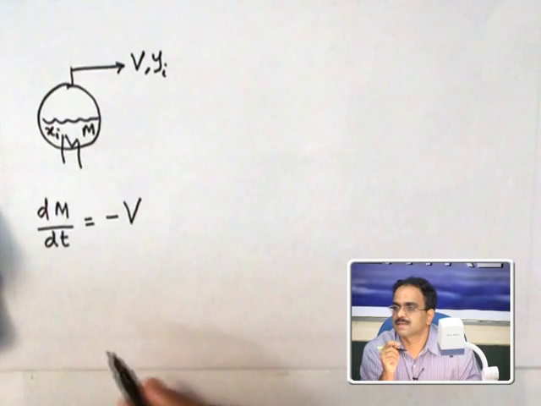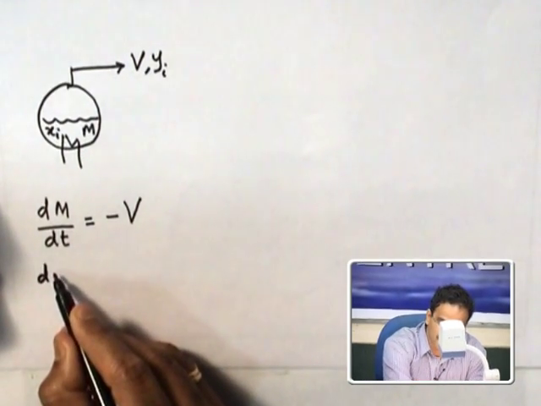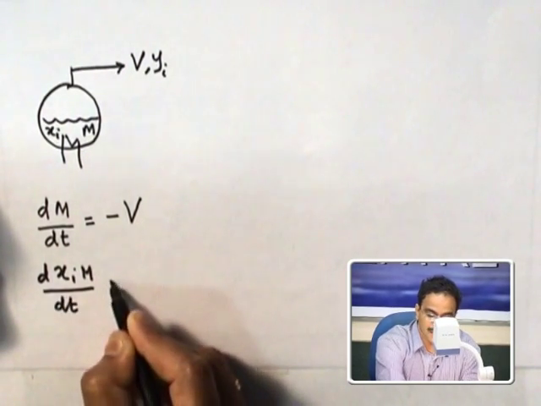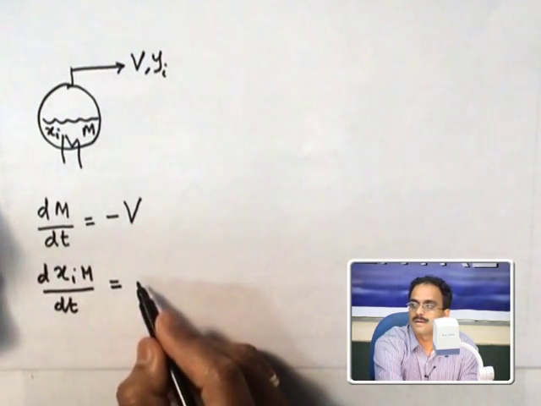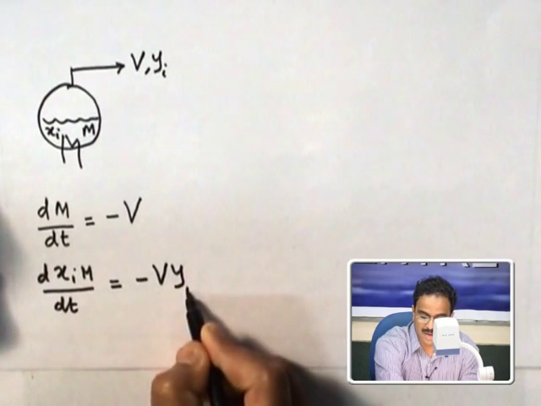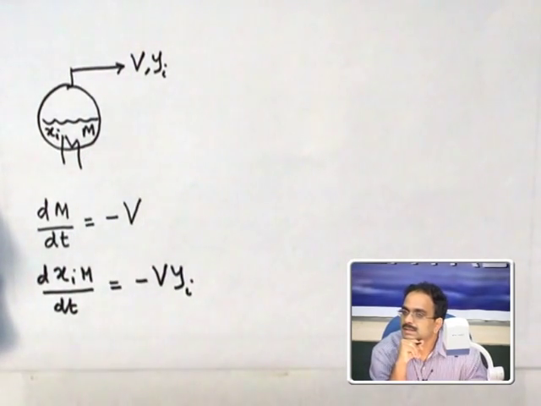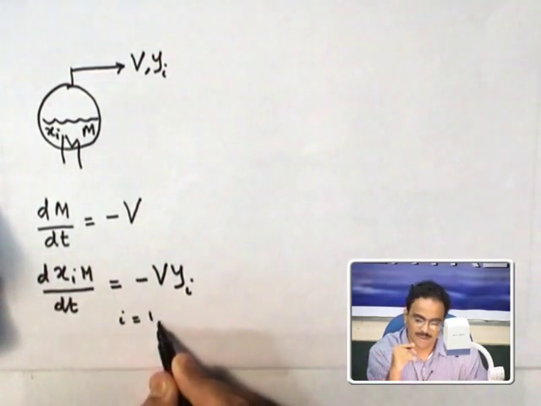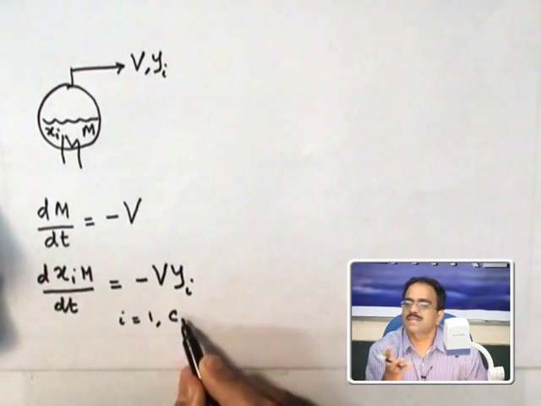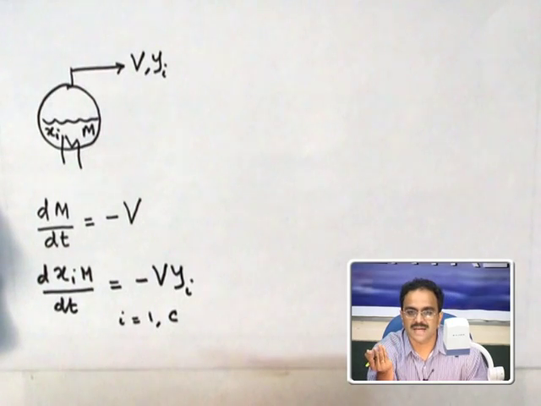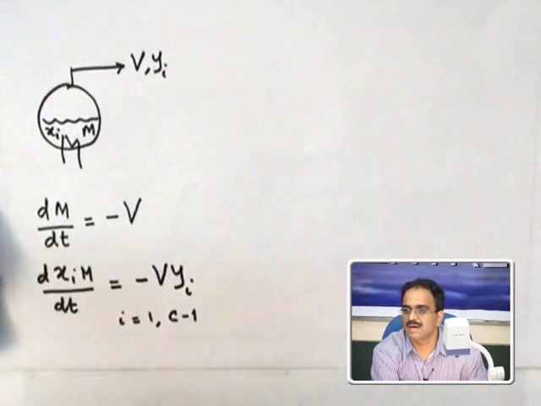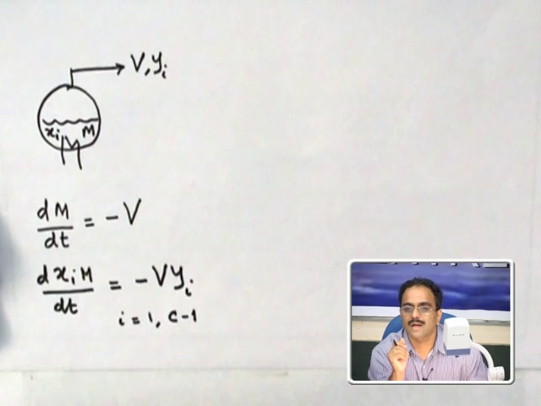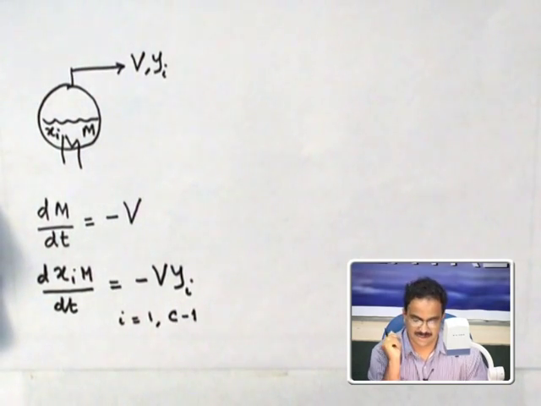Now I will write the component material balance. For species i I have d(M xi) by dt equal to minus V yi. I am writing for a particular component, i varies from 1 to C or C minus 1, because if I use the summation constraint, I do not need to write this equation for all the components, I will write it for only C minus 1 components. For a ternary system, I will have two equations, and the third will be calculated by the summation constraint.